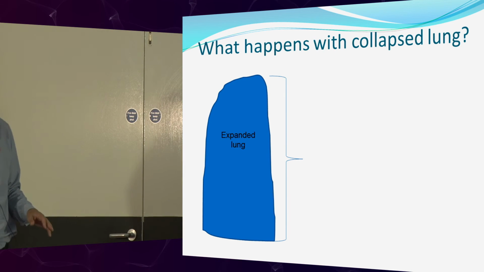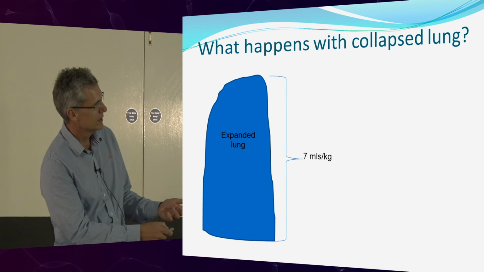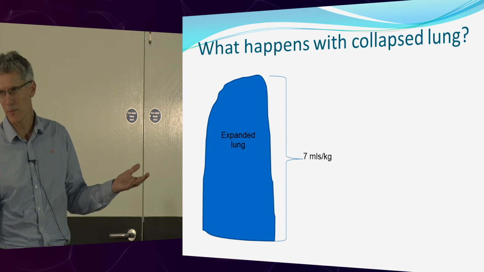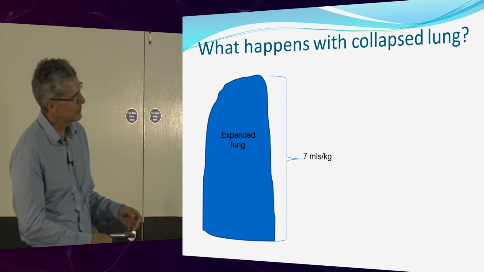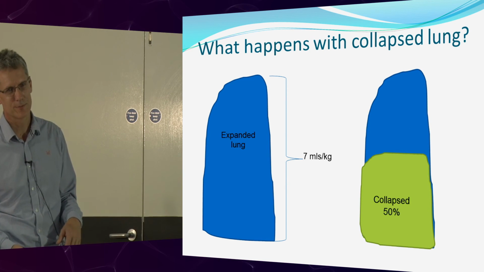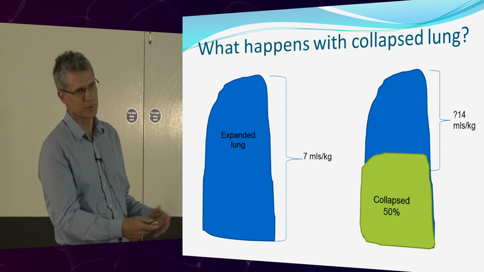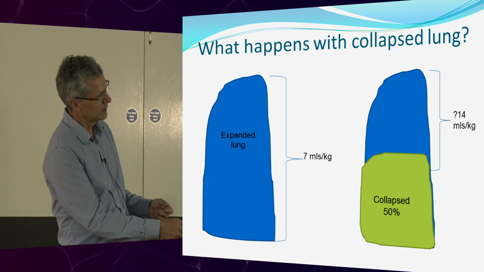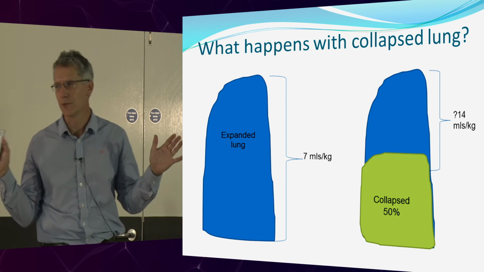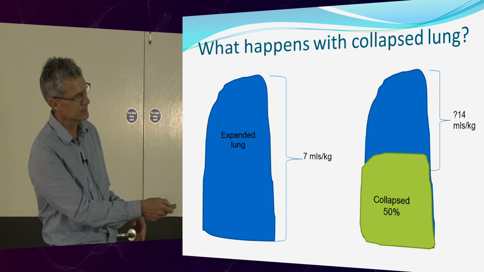This is a real difficult concept to explain. I don't know if this will do it for you, but anyway. So if we have an expanded lung, I'll put 7 mils per kg. Most people accept this now, yeah? So you imagine a situation where half the lung has collapsed, and you're still on, say, a volume control mode. You see what happens? It's difficult to prove this exactly, but you can see how this problem arises potentially, yeah?